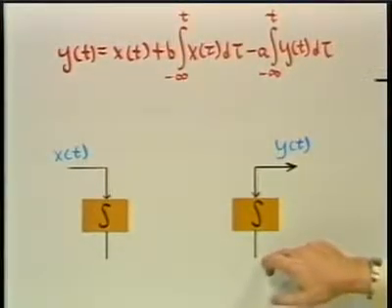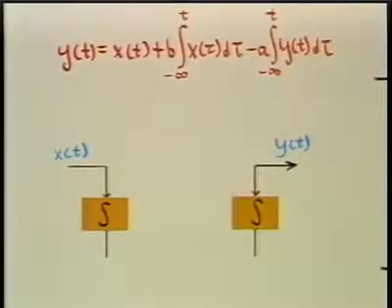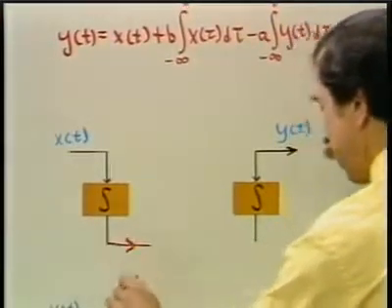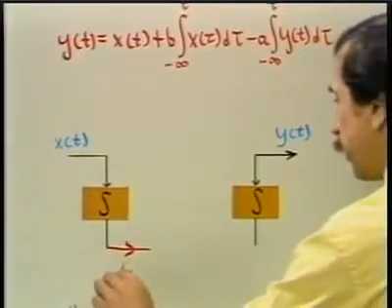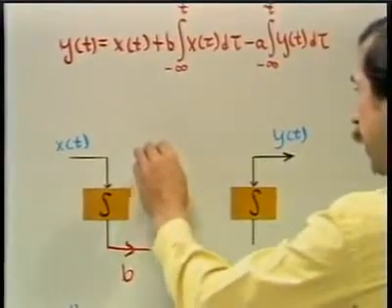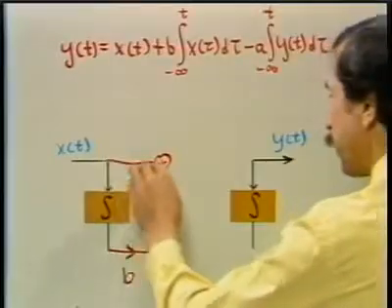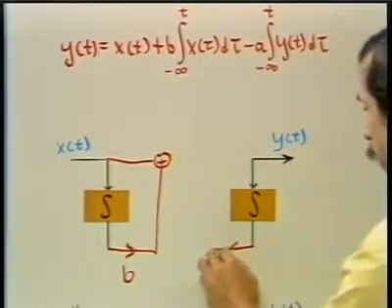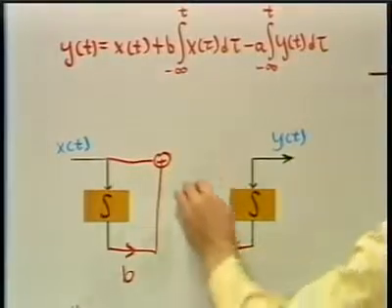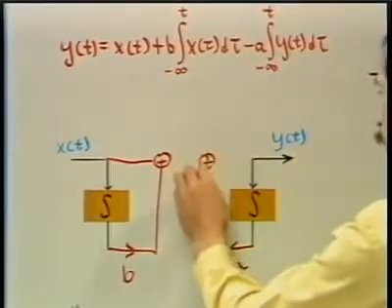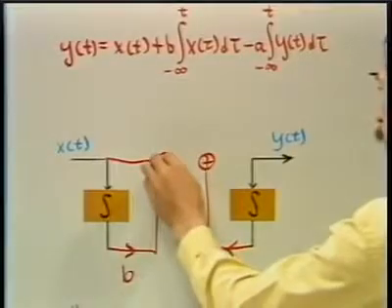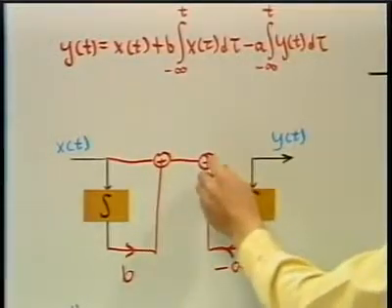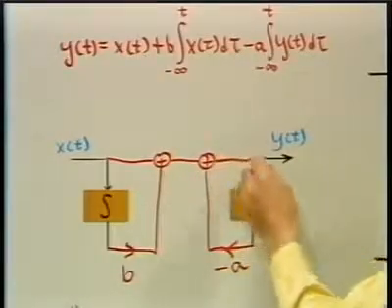And now to form y of t, we multiply the integrated input by the scale factor b and add that to x of t, and we take the integrated output multiplied by minus a and add to that the result of the previous addition, and according to the integral equation, that forms the output.